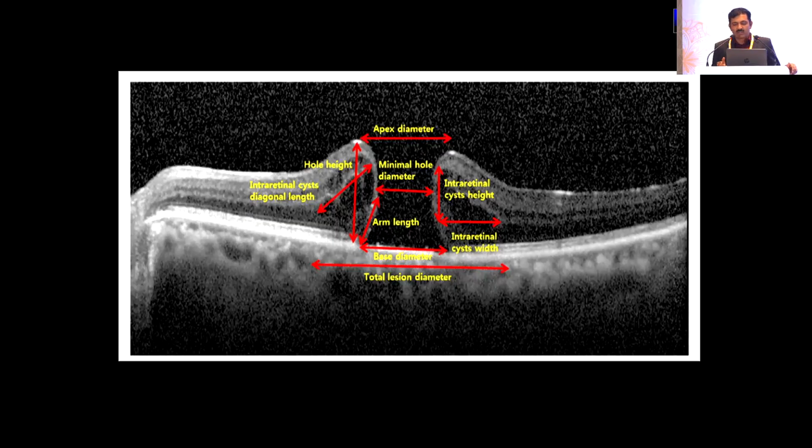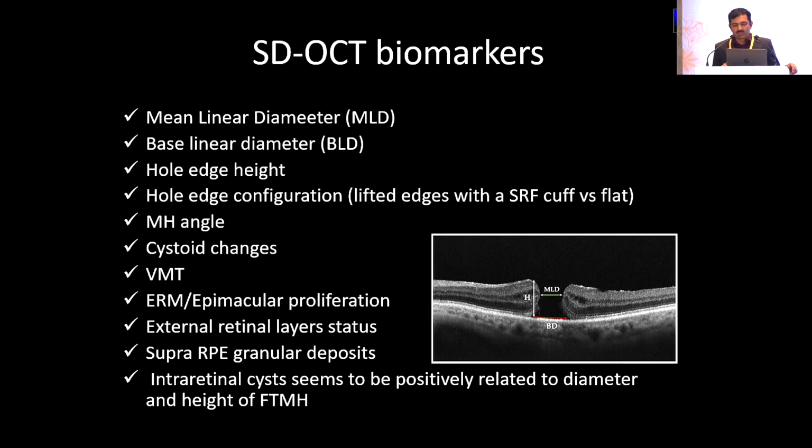Various measurements you can take, like inner diameter, basal diameter, height, the cystoid spaces, the macular angle, hole angle, and many things can be measured with the spectral domain OCT. The important ones being, as I told, the mean linear diameter and basal diameter. Look for the associated VMT, cystoid changes, epiretinal membranes. With respect to the prognosis, look at the external retinal layers status, and sometimes intraretinal cysts can be seen at the edges of the holes.